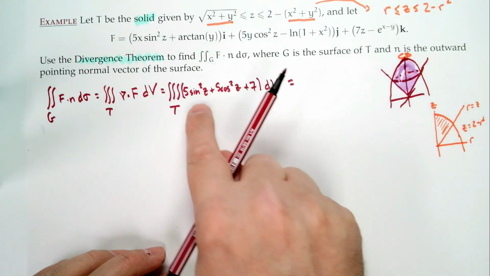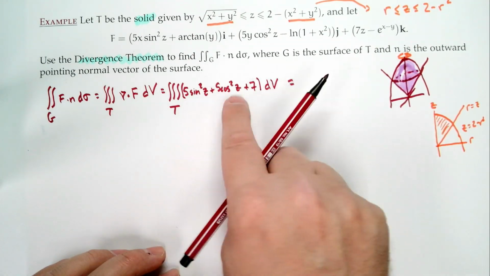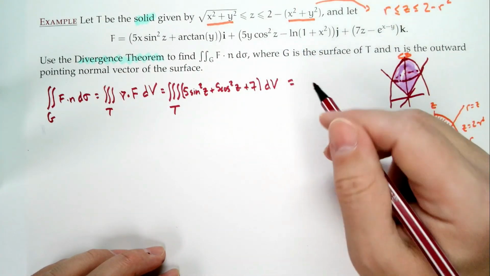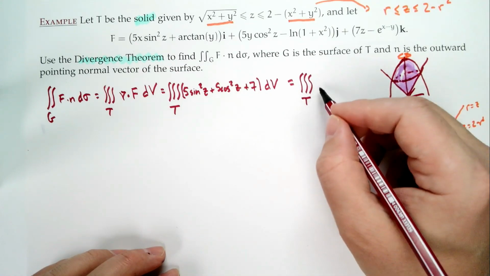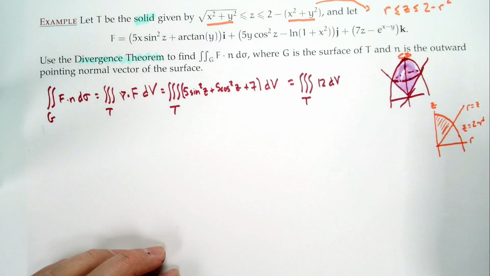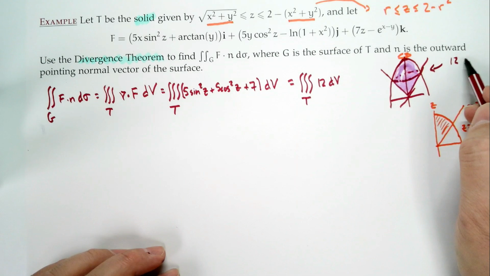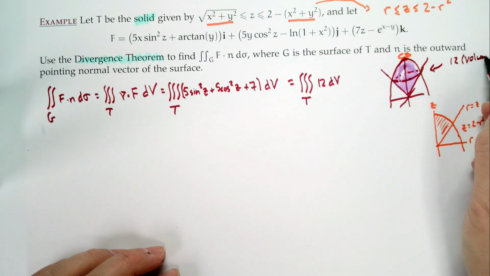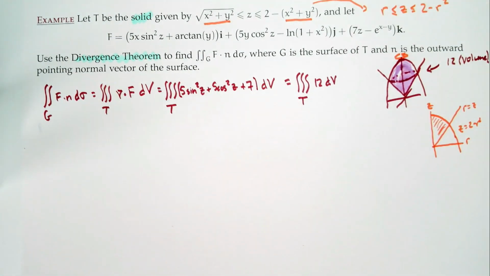So what you end up with is, notice that this is 5 sine squared plus 5 cosine squared, which really makes 5, and 5 plus 7 makes 12. You can even pull the 12 out. So what we have is the integral over T of 12 dV. So really what we're after is 12 times the volume is the answer. And unfortunately, we don't know the volume of this shape off the top of our head. It's not a sphere or something where we're like, aha, I know how to find the volume of that. Which means we need to do more work. That's all right. That means that the integrals won't be too bad.